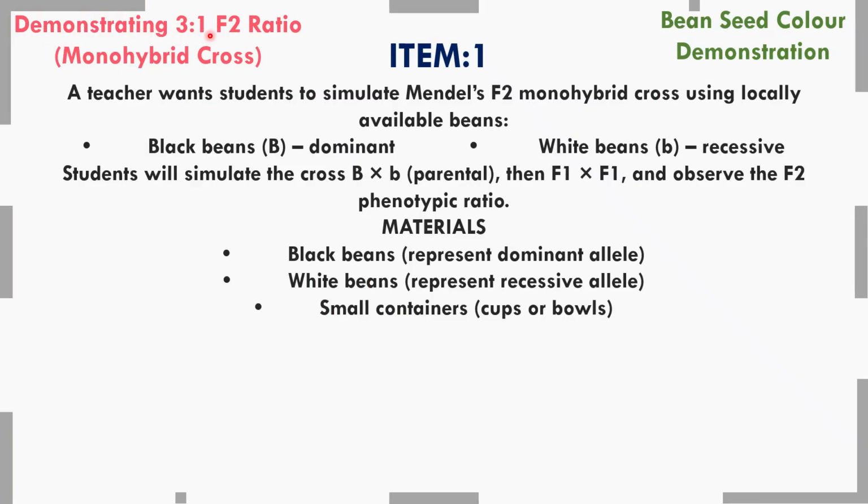Demonstrating the 3 to 1 F2 ratio of a monohybrid cross. We are going to use the bean seed color demonstration. Item 1. A teacher wants students to simulate Mendel's F2 monohybrid cross using locally available beans. Black beans, capital B, are dominant. White beans, small b, are recessive. Students will simulate the cross, capital B, small b, parental, then F1 crossed with F1, and observe the F2 phenotypic ratio.